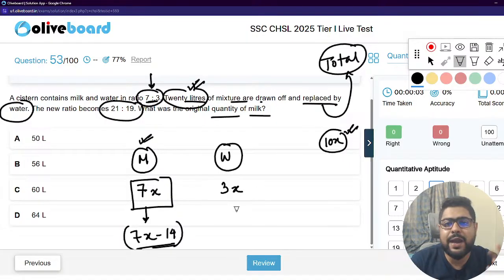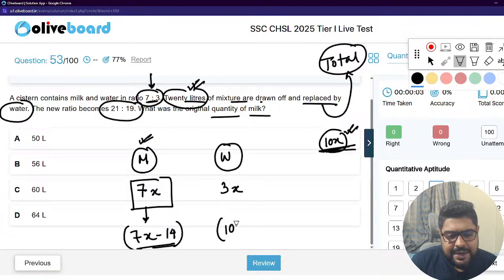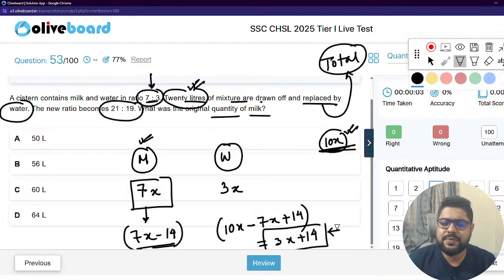How much will be water? You do not need to calculate. Total remains constant. So the total was 10x, minus the milk: 10x minus 7x plus 14. So it is 3x plus 14, you can do. Perfect, everyone. So this ratio is given as 21:90.